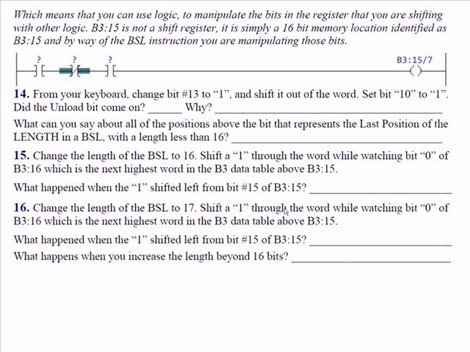Enough said. Okay, from your keyboard, change bit 13 to 1 and shift it out of the word, meaning out through bit 15. Set bit 10 to 1. Did the unload bit come on? No. Well, if 10 is the unload position, why didn't it come on? Because the unload bit is set to 1 when a 1 is shifted in. It has to see it go from 0 to 1 to set it to 1. It has to see it go from 1 to 0 to set it to 0.